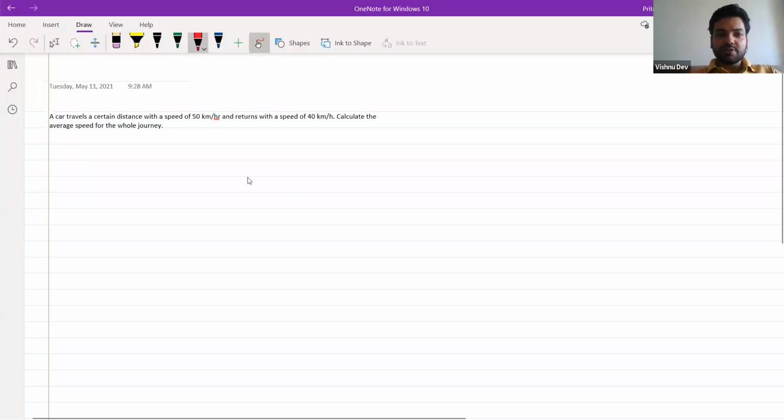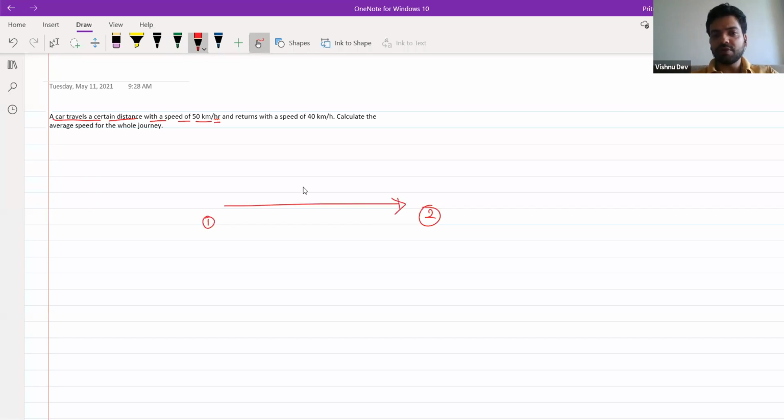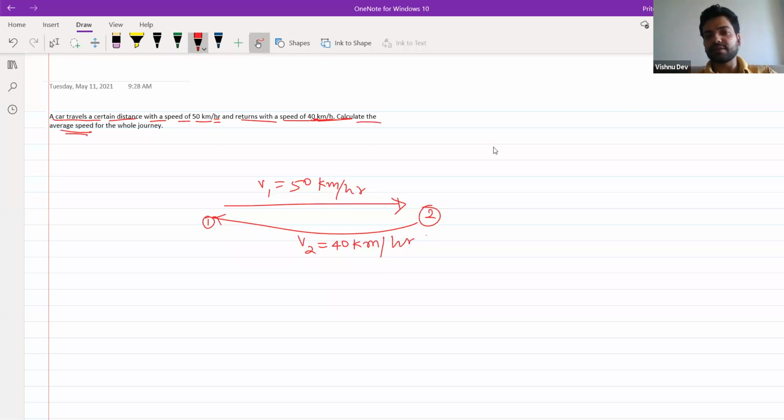So what is written here? A car travels a certain distance with a speed of 50 kilometers per hour. Means let us say the car starts from point 1 and goes to point 2 with a speed of 50 kilometers per hour. This is the thing which is given, and it returns with a speed of 40. So while coming back, it is returning with a speed of 40. Now you have to calculate the average speed.